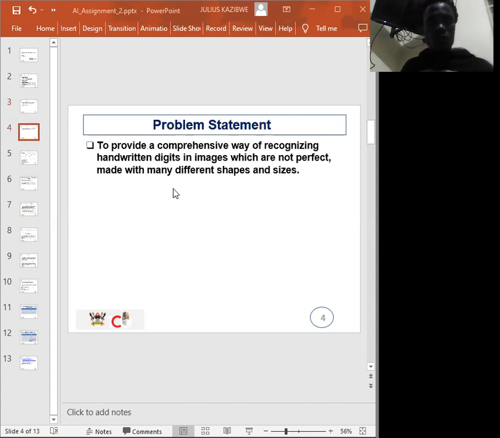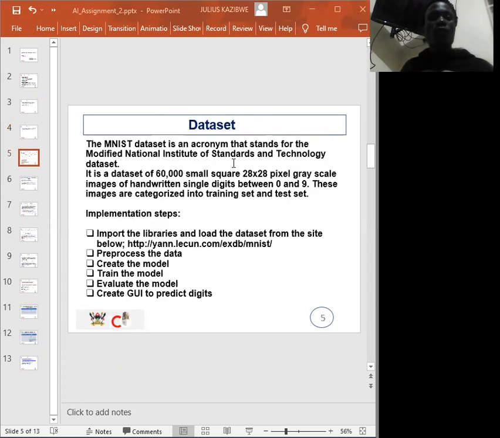Our problem statement is we need to make this recognition of digits more understandable to the computer, because many people write in different shapes and sizes with weird handwritings. We need to make handwritings more comprehensible to the computer in a digital form.